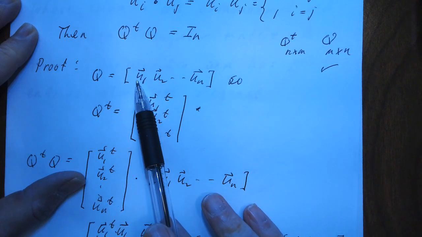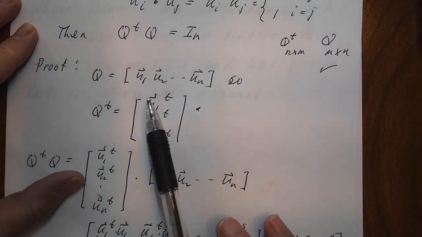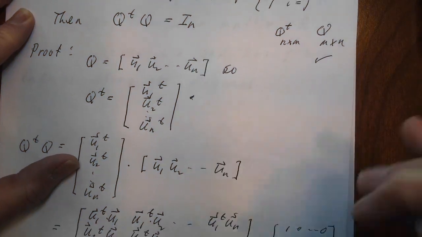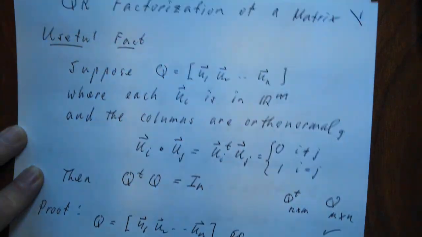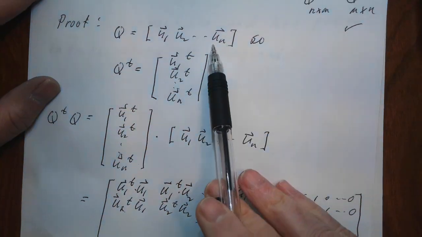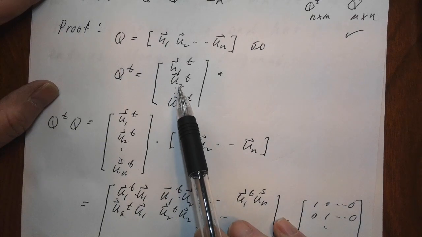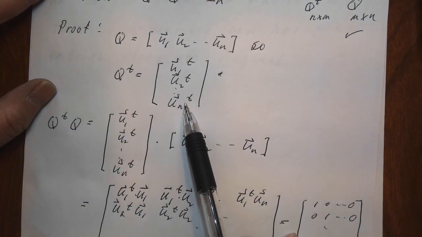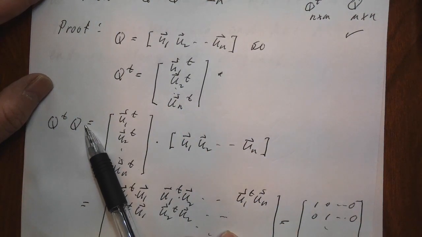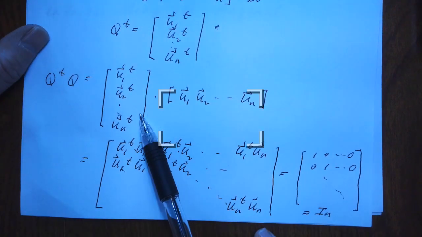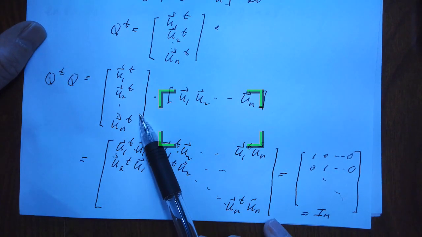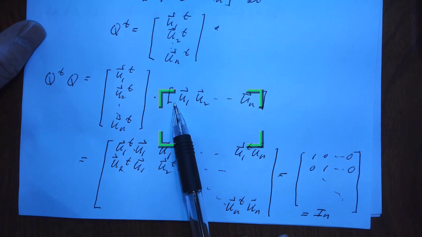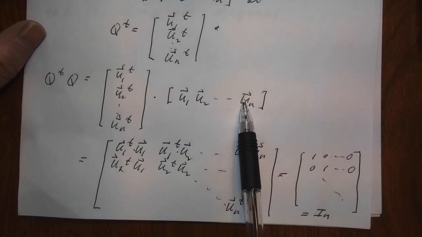Well, let's take Q and write it as u1 up through un. Now, when we take the transpose, these column vectors become row vectors, as we've seen previously. So in other words, Q transpose is u1 transpose, u2 transpose, and so on. So u1 was a column vector, now it becomes a row vector. So let's take Q transpose and multiply it by Q. The rows of Q transpose are u1 transpose, u2 transpose, and so on, and then Q has columns u1, u2 up through un.